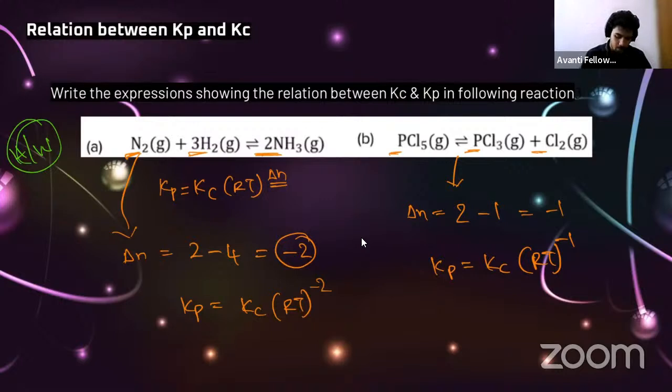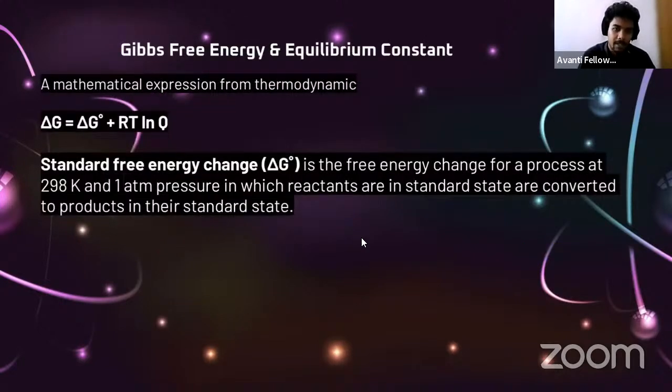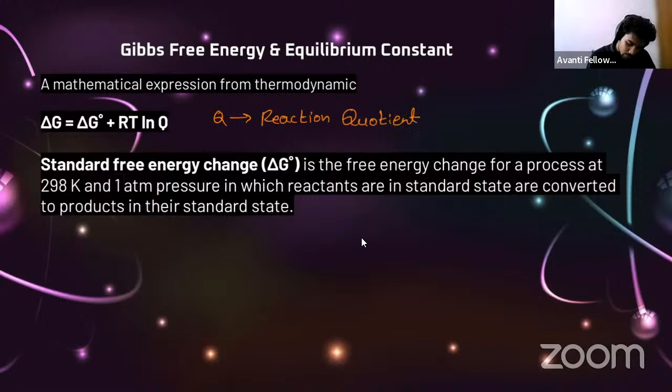Now, let's continue to today's class. The mathematical expression for thermodynamics is already given here. That is delta G is equal to delta G naught plus RT ln Q. What is Q here? Q is nothing but our reaction quotient. What is delta G naught? Delta G naught is standard free energy, or standard Gibbs free energy, we can say. What is delta G? It is the Gibbs free energy.